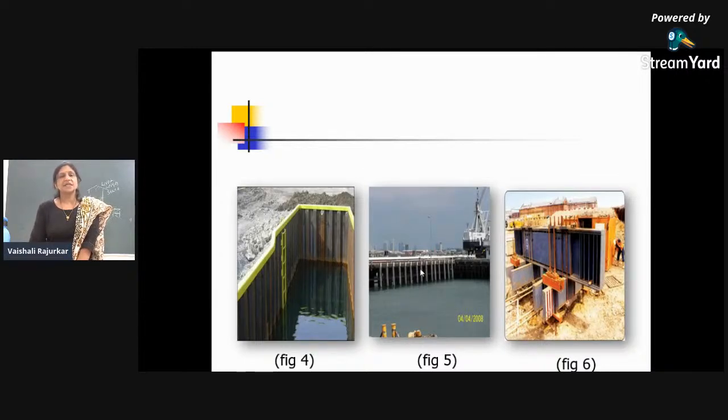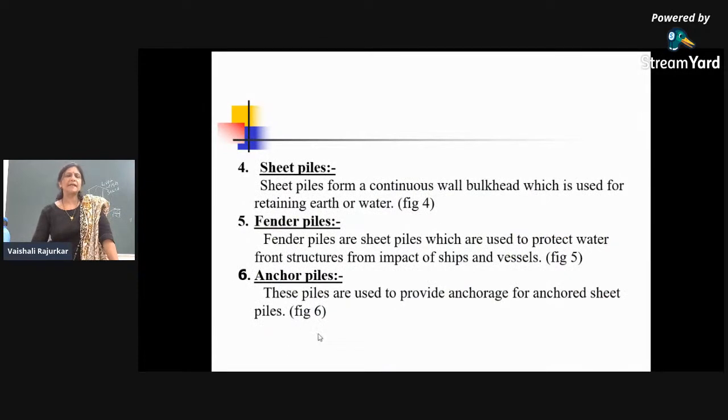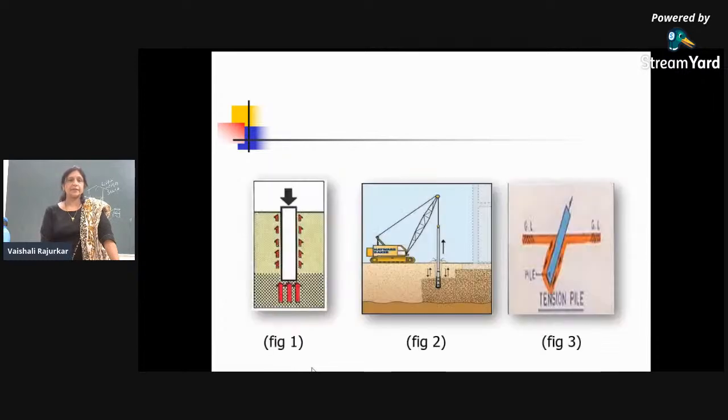So here there is a sheet pile, and after the structure, these piles are provided some distance away from the harbor or main structure, so that whatever the impact of the ships or any waves, it may be broken by these fender piles, right? So this is called the fender pile. And the last one is the anchor pile, which is used to provide anchorage or anchor the sheet piles. Many times these anchor piles are used to give additional anchorage to the structure, right?